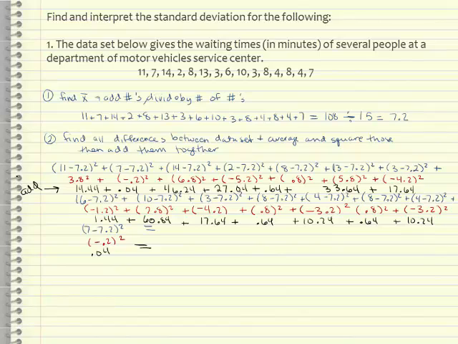So 14.44 plus 0.04 plus 46.24 plus 27.04 plus 0.64 plus 33.64 plus 17.64 plus 1.44 plus 60.84 plus 17.64 plus 0.64 plus 10.24 plus 0.64 plus 10.24 plus 0.04. And I get a sum of 241.4.